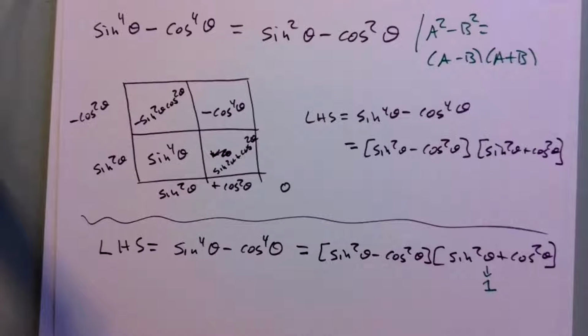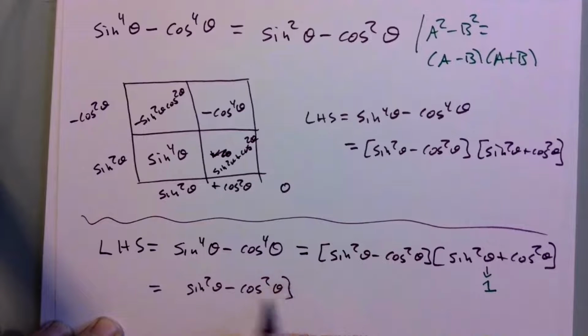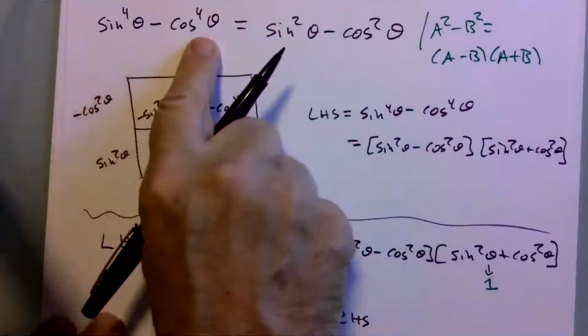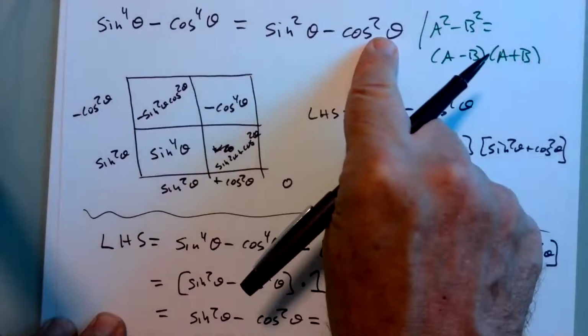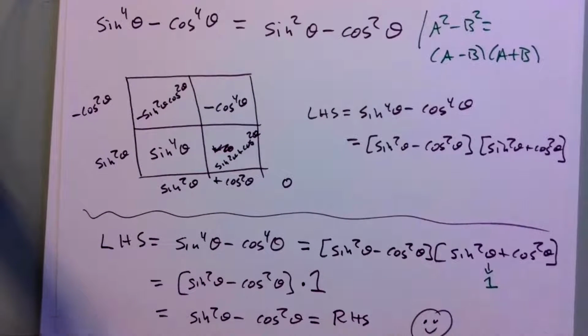So we're essentially finished. What we get here now is sine squared theta minus cos squared theta times 1, which equals sine squared theta minus cos squared theta, which is the right-hand side. Remember, original question, sine to the fourth minus cos to the fourth equals sine squared minus cos squared. That's what we have. We've done that successfully, and that one is completed.